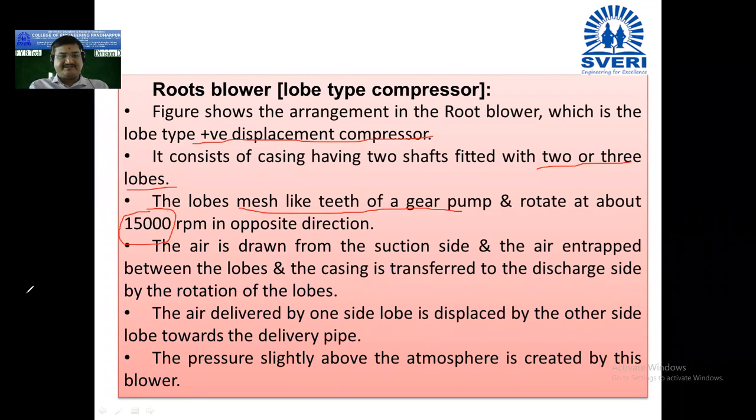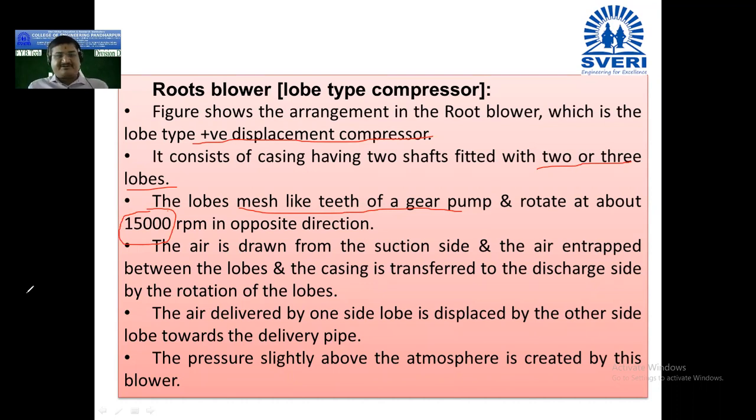revolution per minute. Then for 1 second, 50 rpm for 1 second, and this is 5 times more means 250 rpm per second. 15,000 revolution per minute means 250 revolution per second, and you can imagine the speed now of the lobes.